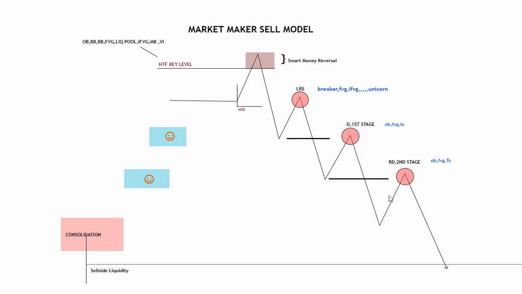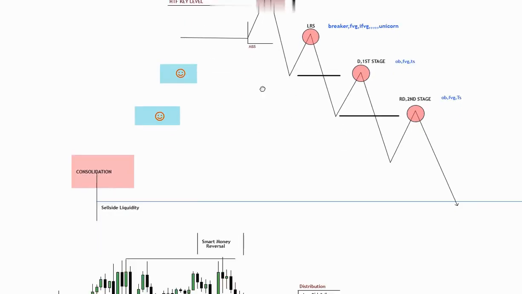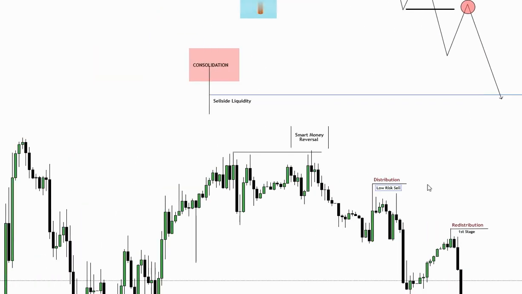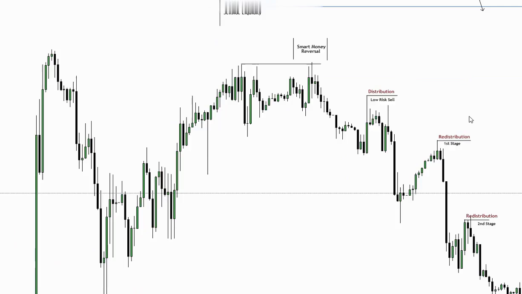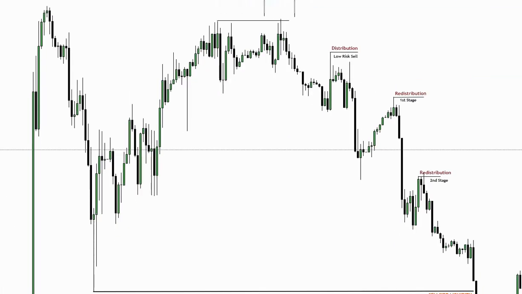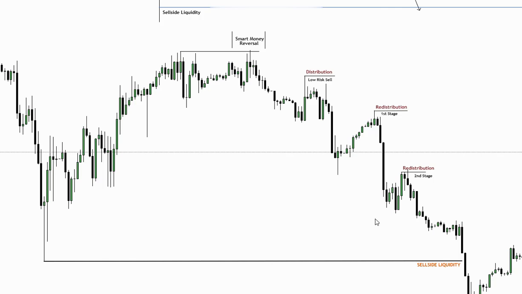Then the second stage is the redistribution stage. That is the second stage. And I've given you the PDRAs that you can check through so that you can ride the wave lower. Hopefully you've screenshot this one. So we can go to our chart here, and then I can show you in a real chart what actually happens.